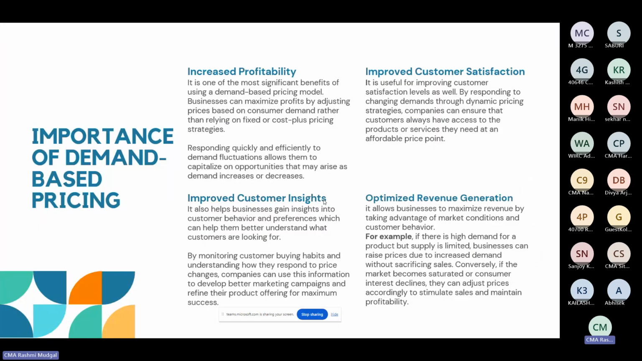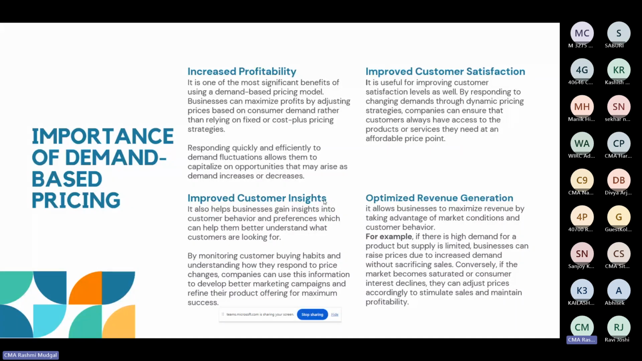Optimized revenue generation is also there. For example, if there is high demand for a product but supply is limited, a business can raise prices due to increased demand without sacrificing sales. Conversely, if the market becomes saturated or consumer interest declines, they can adjust prices accordingly to stimulate sales and maintain profitability.